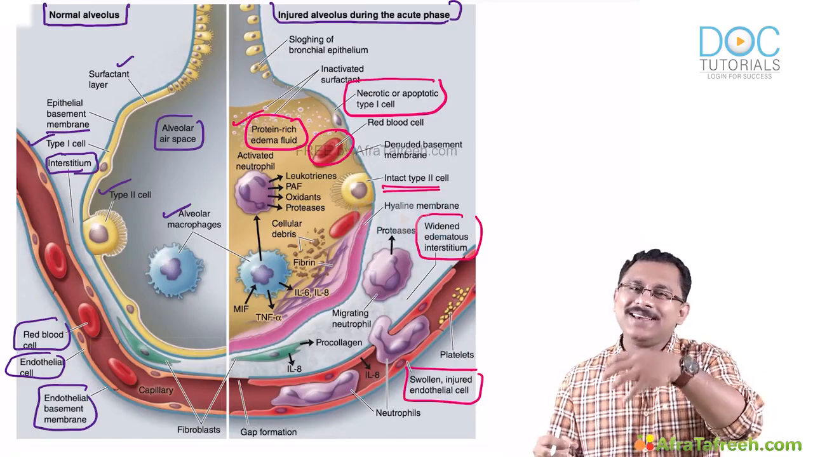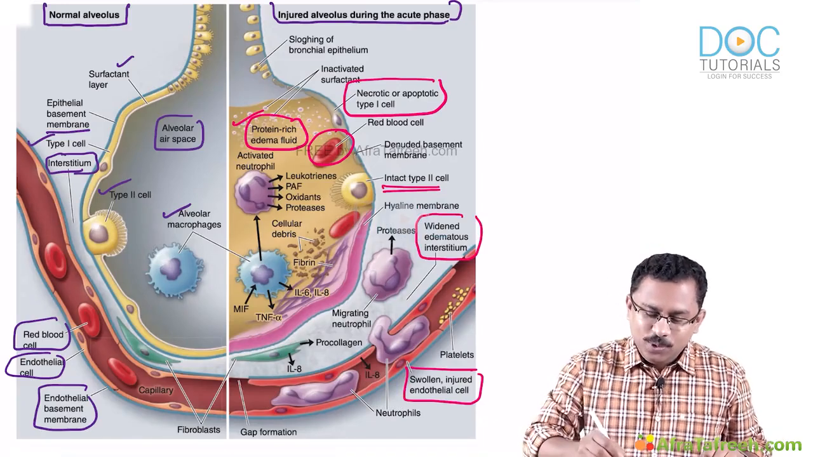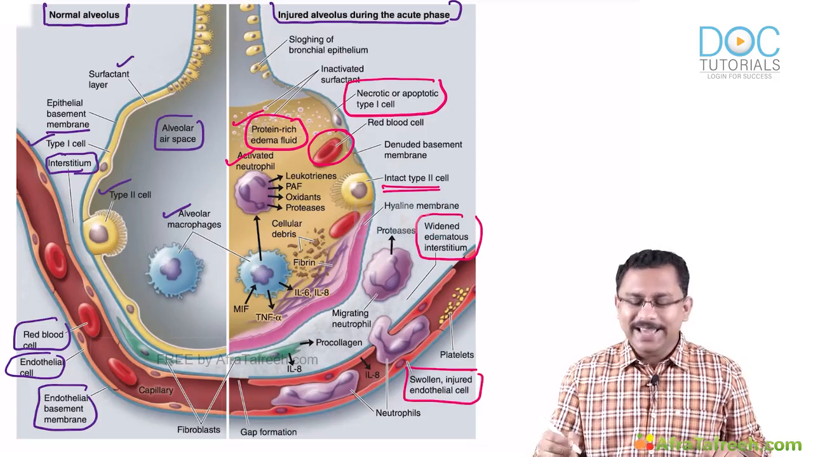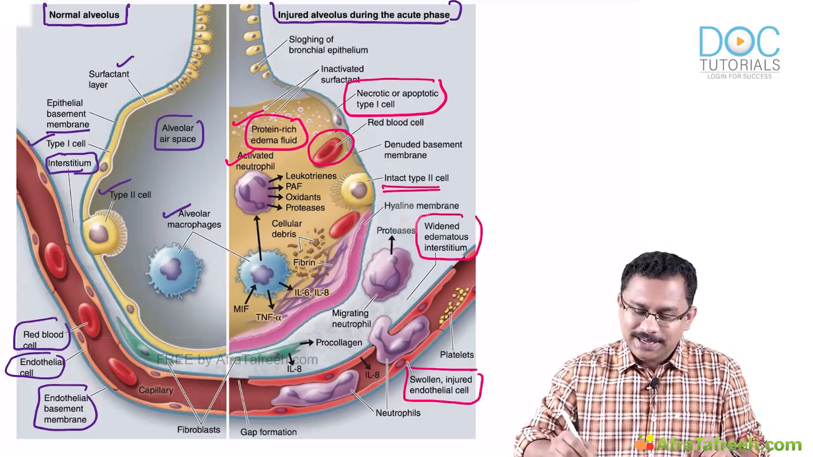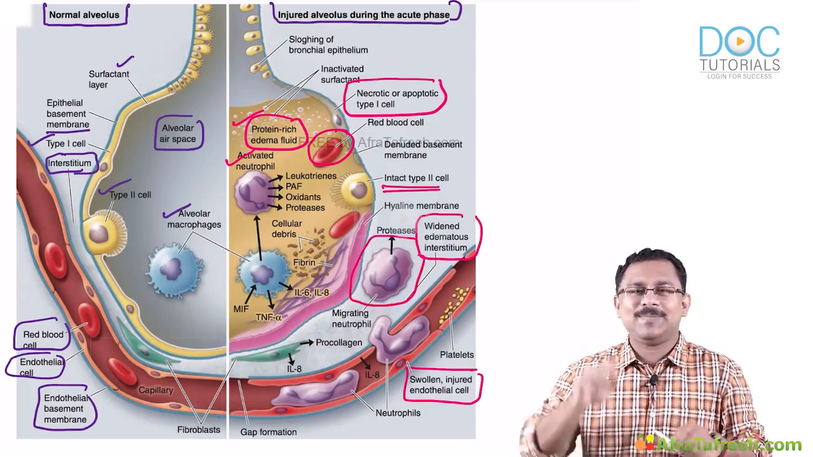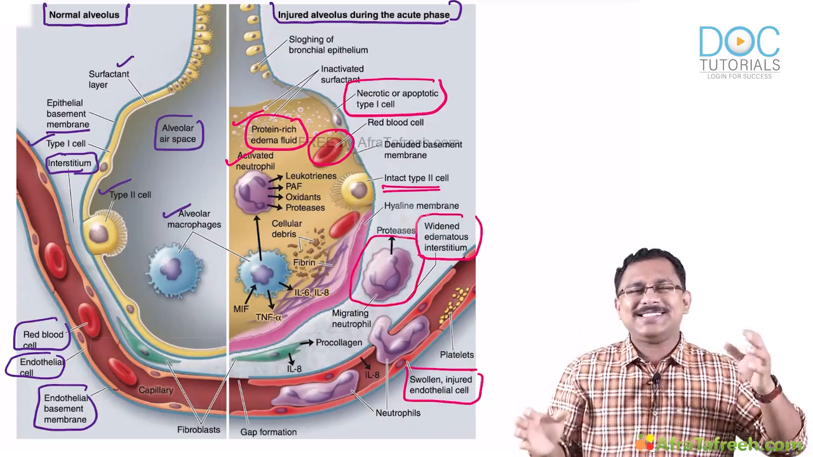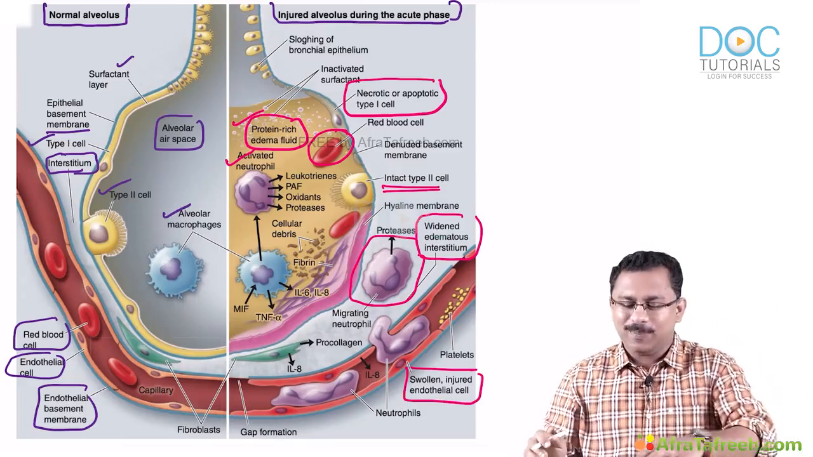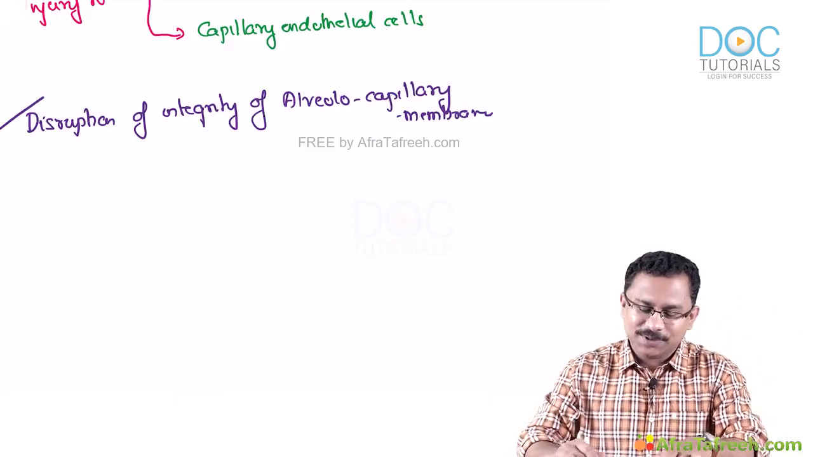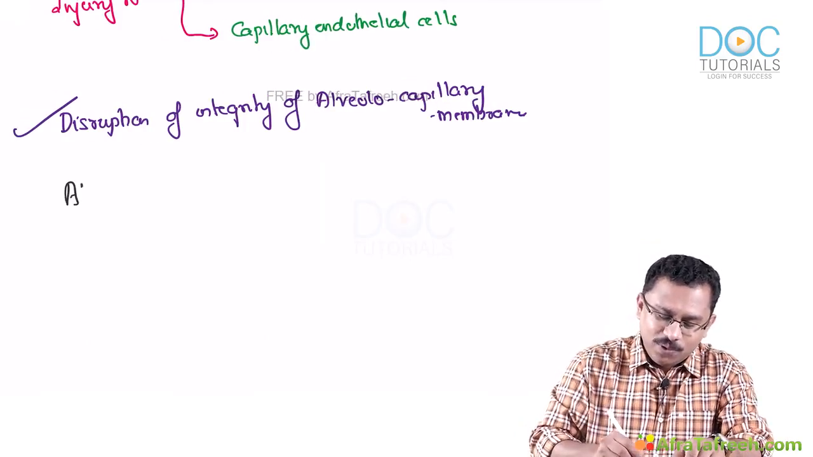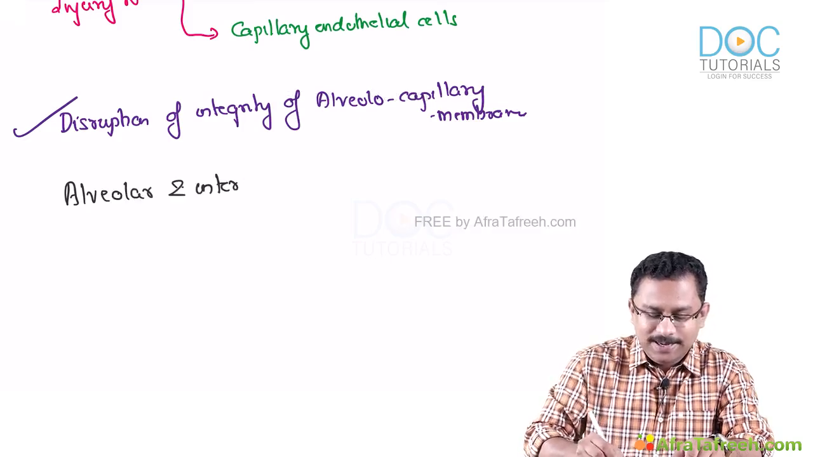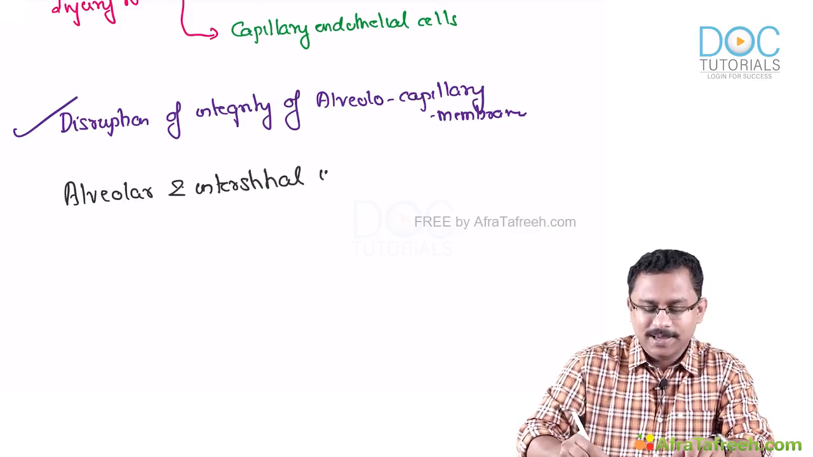There is fluid accumulating in the interstitium also, and you will have the inflammatory cells like your neutrophils, again entering into the air spaces. You can have it in your interstitium as well. So in your interstitium and alveoli, what will happen in short? Because of the disruption of the alveolo-capillary membrane, there occurs alveolar and interstitial inflammation.